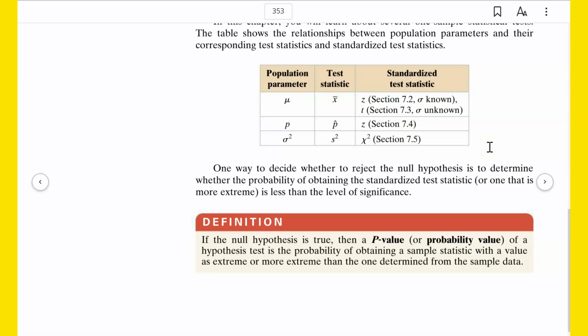One way to decide whether to reject the null hypothesis is to determine whether the probability of obtaining the standardized test statistic, or one that is more extreme, is less than the level of significance. If the null hypothesis is true, then a p-value or probability value of a hypothesis test is the probability of obtaining a sample statistic with the value as extreme or more extreme than the one determined from the sample data. So that's going back to the first thing I did with you in this video when I did the example on the calculator about the gas mileage. That was finding the p-value for that null hypothesis being true or not.